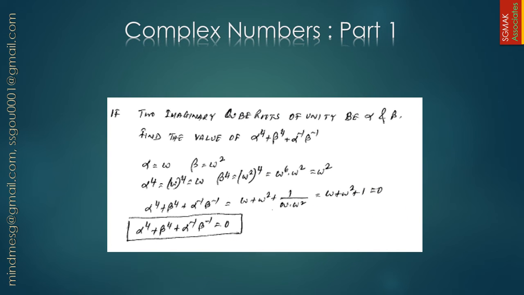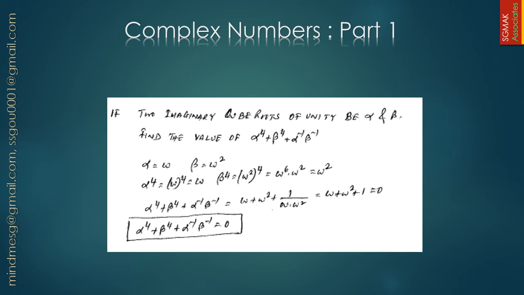The last problem of this group of 10: if two imaginary cube roots of unity are alpha and beta, so alpha is omega and beta is omega squared, then find the value of alpha raised to the power 4 plus beta raised to the power 4 plus alpha raised to the power minus 1 times beta raised to the power minus 1.